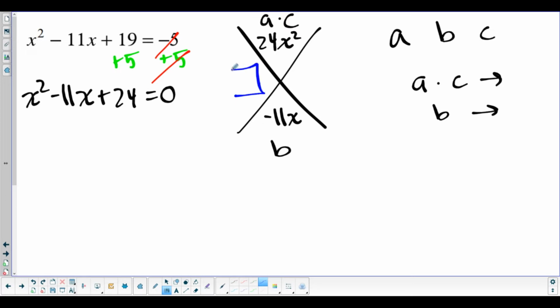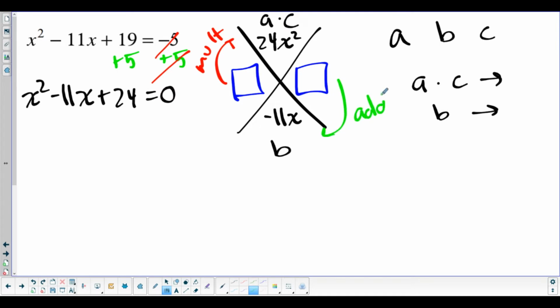Well, I need to find 2 numbers that can go right here and right here, that when I multiply them, they multiply into 24x squared, but when I add them, add to -11x. Okay, they need to multiply to the top and add to the bottom. My way of remembering that is because you had to multiply A times C, which means they have to multiply to this anyway. So this is really the tricky part in the puzzle of factoring, right? Is figuring out what these 2 numbers are. What are the 2 things that multiply to positive 24 and add to -11?